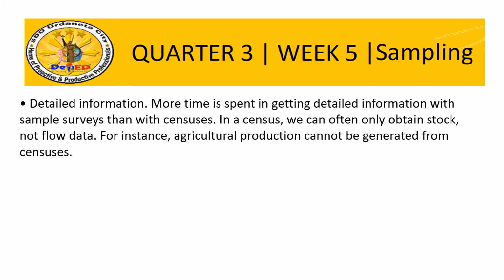So next, we have detailed information. More time is spent in getting detailed information with sample surveys than with censuses. In a census, we can often only obtain stocks but not flow data. For instance, agricultural production cannot be generated from censuses. In short, detailed information is better acquired in samples than in censuses.